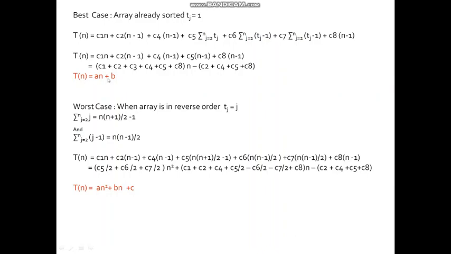The time equation for the best case in insertion sort is T(n) equals an plus b, which is a linear equation. So for the best case, the complexity will become big O of n. In the worst case, that is when the array is in reverse order, the equation will become an square plus bn plus c, that is a quadratic equation. The time complexity will become big O of n square.